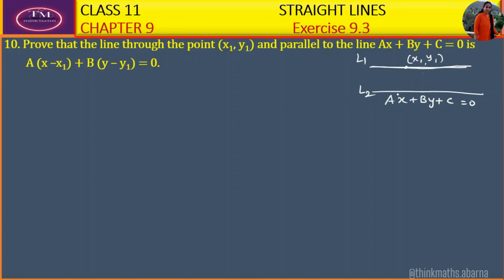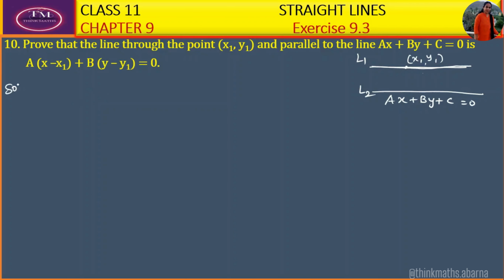What we know, if two lines are parallel, their slopes will be equal. So if you find the slope of L2, then it will be the same for L1. So the point is given, slope is there. From the slope point form, we can find out the equation of line L1.